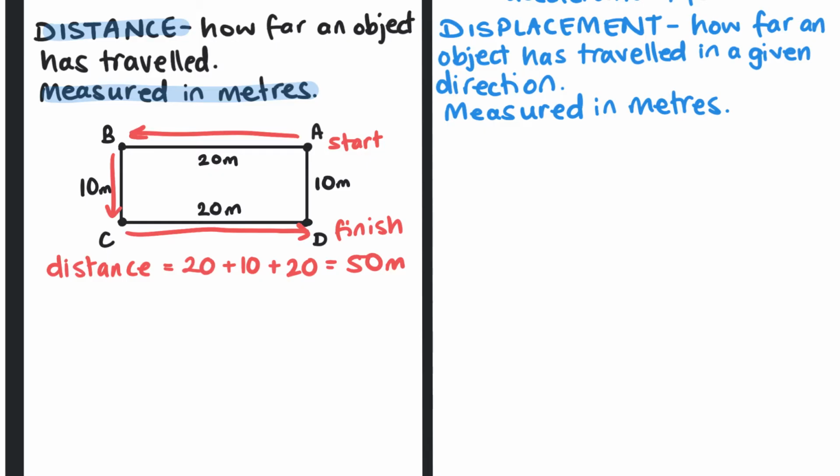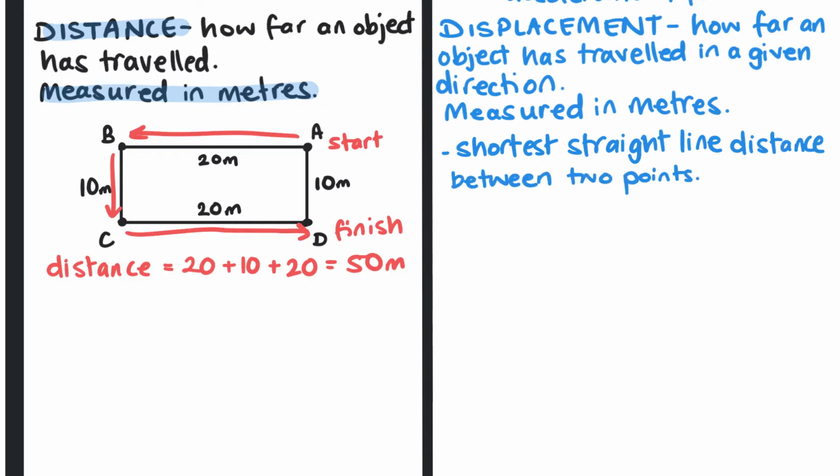Displacement, on the other hand, because it's a vector quantity, has a direction associated with it. So displacement is how far you've travelled in a given direction, which means that it doesn't really matter that we started at A, travelled to B and then C and then D. All that really matters is where we started and where we finished. So another way of thinking of displacement is that it's the shortest straight line distance between two points, which in this case is the straight line that we get from A to D.